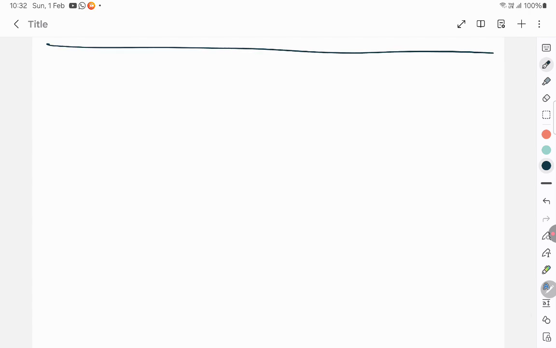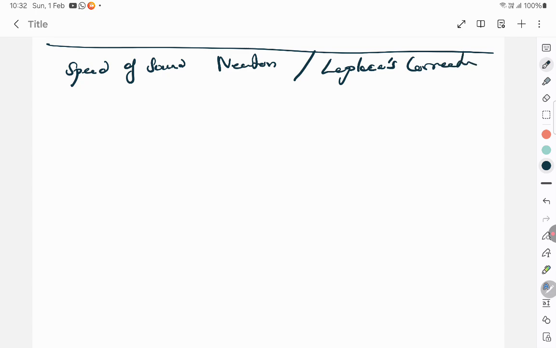The first question that can come is Newton's formula for speed of sound in air. So for the speed of sound, Newton is going to explain this, and Laplace will correct it. It's called Laplace's correction. These two questions are very important.